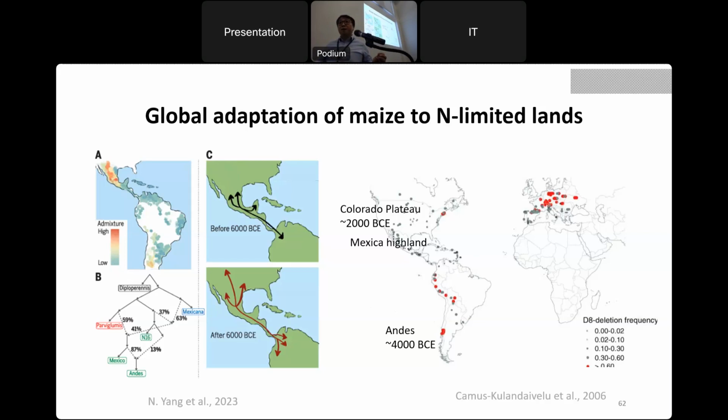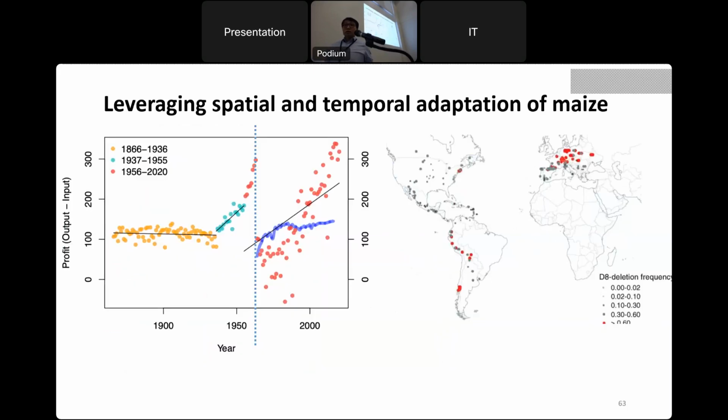So as a species, in a natural environment, it evolved in such a way that it adapted to variable nitrogen limitations. That's a system I try to leverage. While I'm studying a crop, this crop can also serve as a model species to study plant adaptation to various nitrogen limitation conditions across time and space.